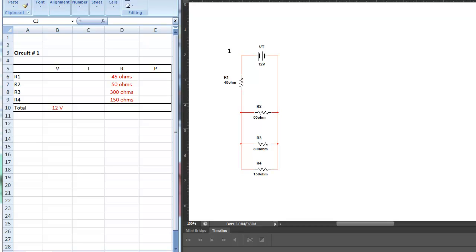Okay, so what we're doing here is going through 4 combination circuits, and I'll be posting this video in both the Electrical 1 and Electrical 2 folders, so both classes, regardless of where you go to, you'll find it. So this video will be separated into 3 parts.